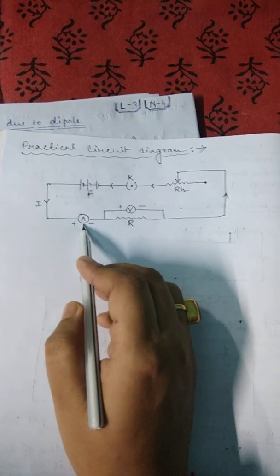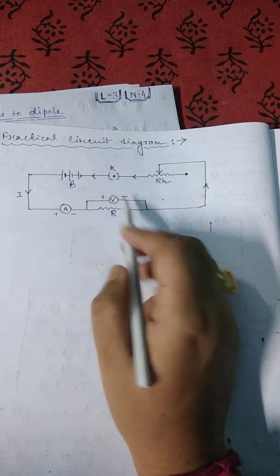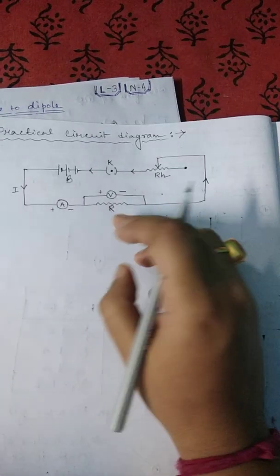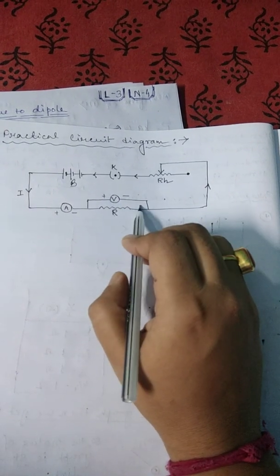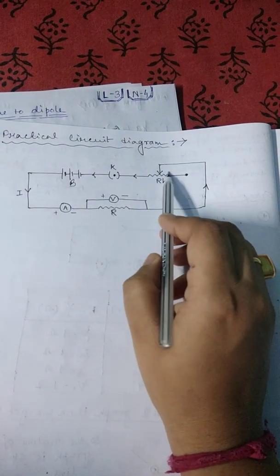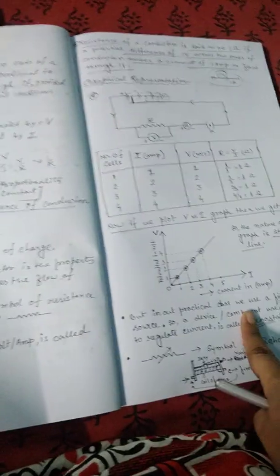This is an ammeter. We know that an ammeter is connected in series. This is the resistance or the conducting wire whose resistance we find out. And we know that we connect the voltmeter in parallel. And this is a rheostat. In that diagram we get two fixed points, A and C are fixed points, B is a variable point.